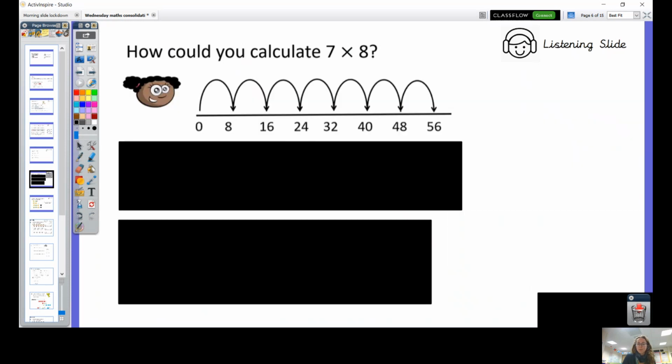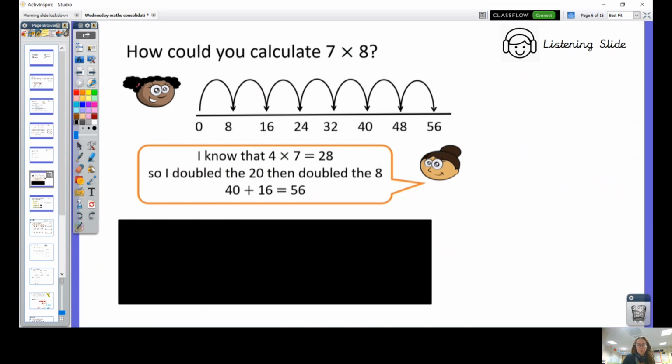Okay, so the first way is this way here. So this little girl has said, well, I can count in my 8s, so I can certainly work them out. She's drawn herself a number line, and she's counted up in her 8s 7 times. And she's managed to get to 56, which is our total. So that was one way of doing it.